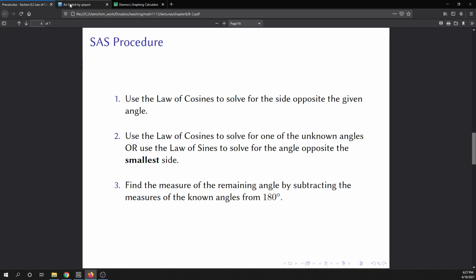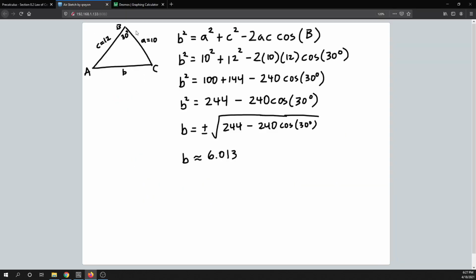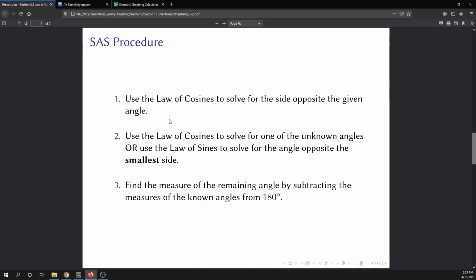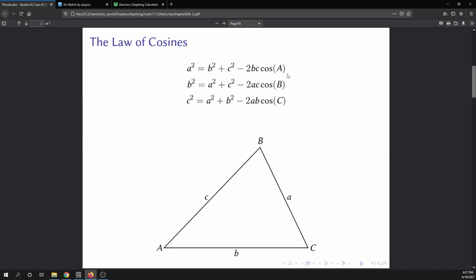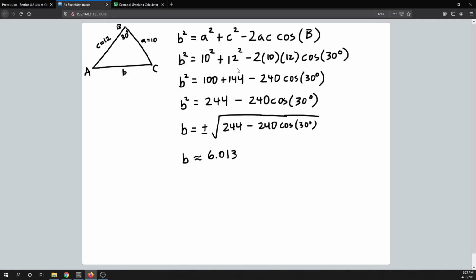All right. So I'm going to pick one of these. I'm going to pick A. I'm going to solve for the angle A. All right. And so looking back at our law of cosines, we can see that only one of these formulas involves the angle A. That's this first one right here. So that's the one I'm going to use.